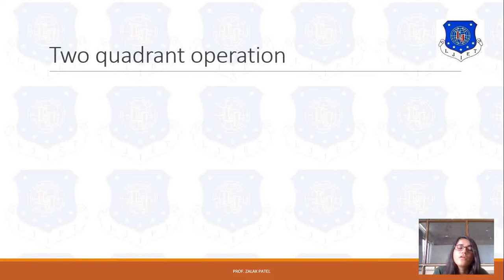Now let's see the two quadrant operation of the full converter. For discussing the two quadrant operation of the full converter, we have taken three cases with respect to the firing angle. When the firing angle is less than 90, what happens? When it is equal to 90 degree, what will happen? And when it is greater than 90 degree, what will be the case? So let's start with when alpha is less than 90 degree.